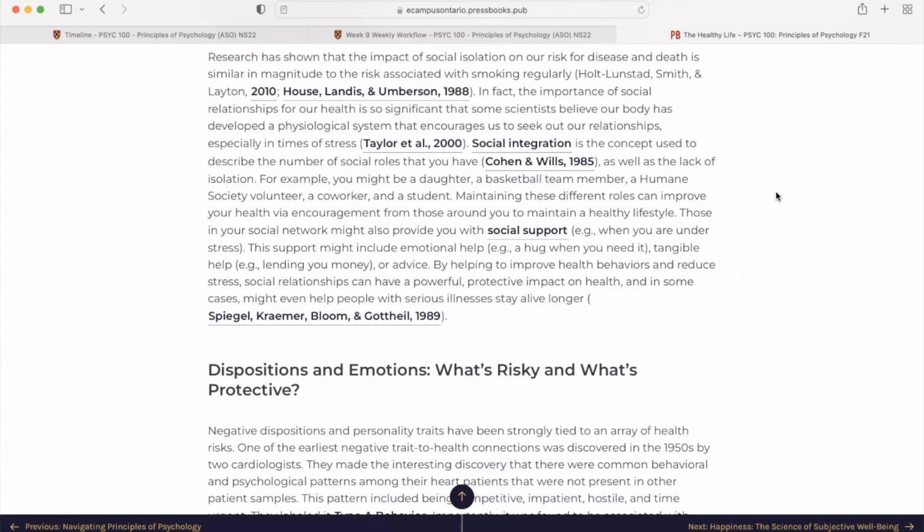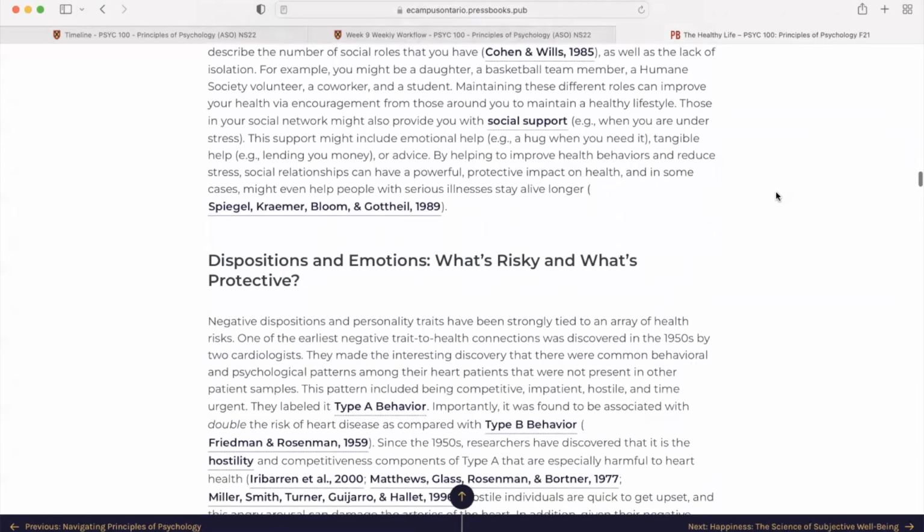By helping to improve health behaviors and reduce stress, social relationships can have a powerful protective impact on health and, in some cases, might even help people with serious illnesses stay alive longer.